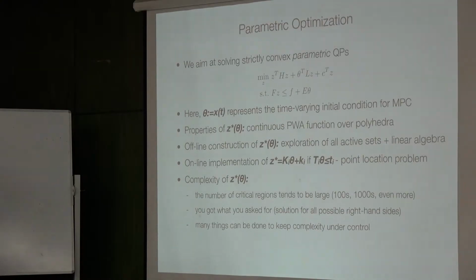Okay, let me put it this way. You don't even have to use the analytical solution because it might be too complex, too many regions, too much space that it takes on your control hardware. But it gives you an indication of the complexity of the problem you are solving. Like how many iterations will the active set method take in the worst case.